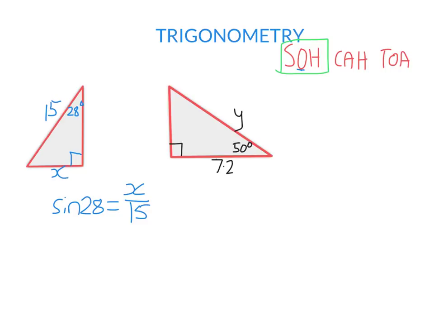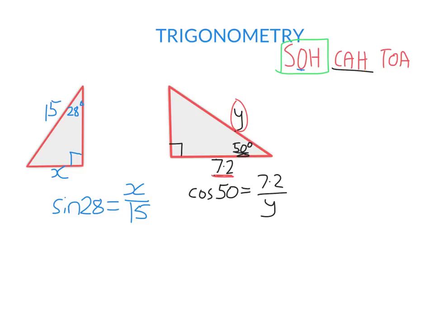Let's now look at this second triangle. Again, I'm finding an unknown side. I have an angle other than the 90-degree angle and another side. This time, 7.2 is the adjacent because it's next to the 50-degree angle, and y is the hypotenuse because it's facing the right angle. It's the longest side. Which ratio involves the adjacent and hypotenuse? Of course, cos. So cos of angle equals adjacent over hypotenuse.